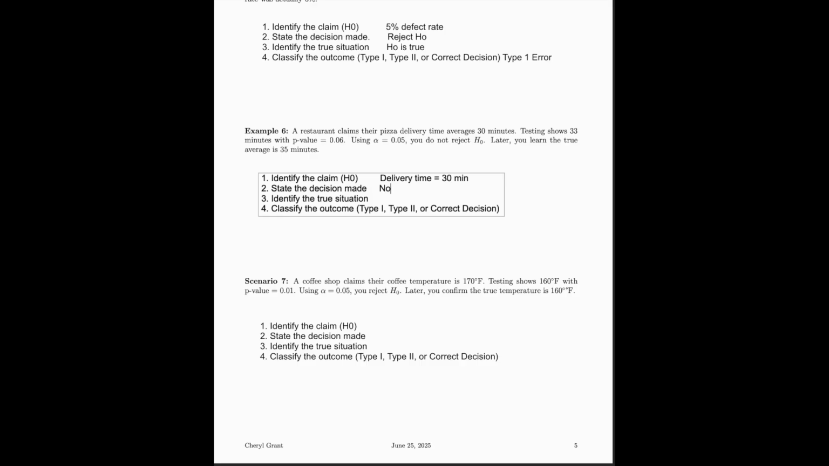We decide not to reject the null hypothesis. Later, we find out that the true average is 35 minutes. So the null hypothesis is false. Now, if we look up at the chart, if we do not reject H0, but H0 is actually false, that is a type 2 error. So that's how we're going to classify this.